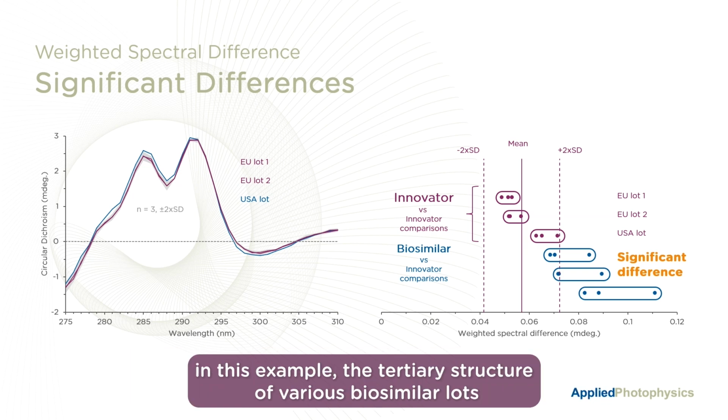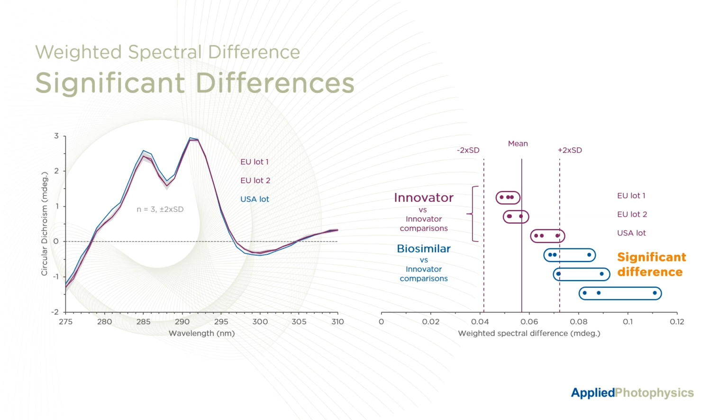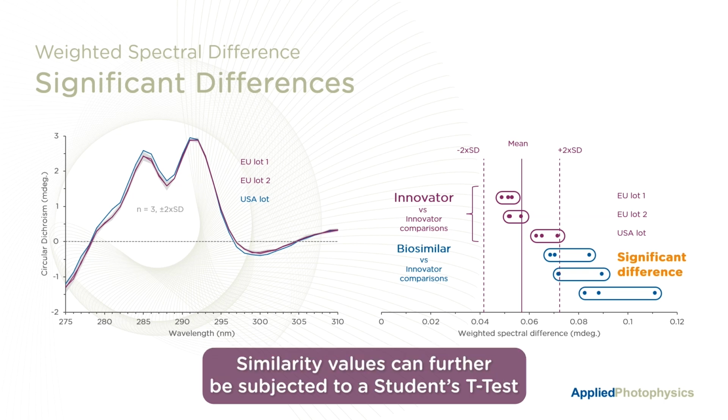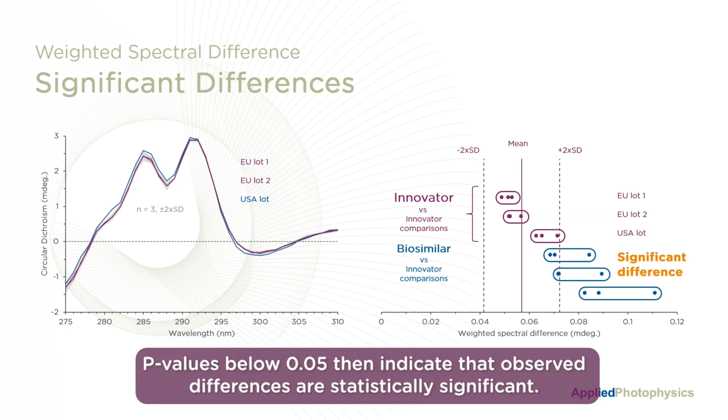In this example, the tertiary structure of various biosimilar lots was found to significantly differ from that of the innovator biotherapeutic. To assess differences statistically, similarity values can further be subjected to a student's t-test that yields a p-value. P-values below 0.05 then indicate that observed differences are statistically significant.